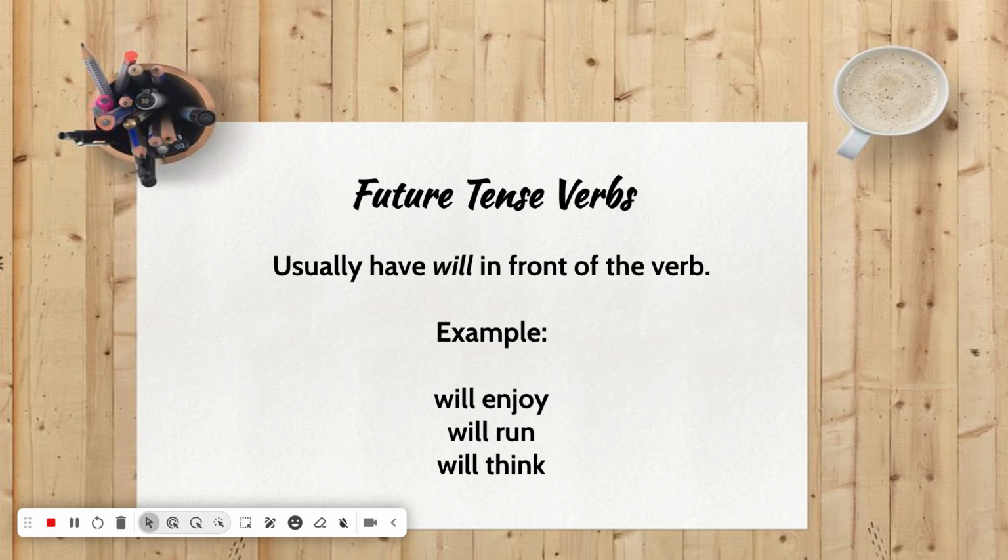Finally, we have future tense verbs, and these usually have a will in front of the verb. They will enjoy, they will run, she will think. Pause it again.